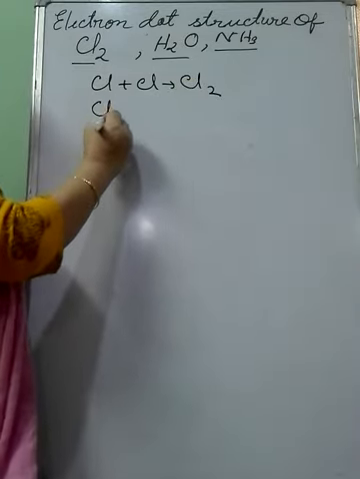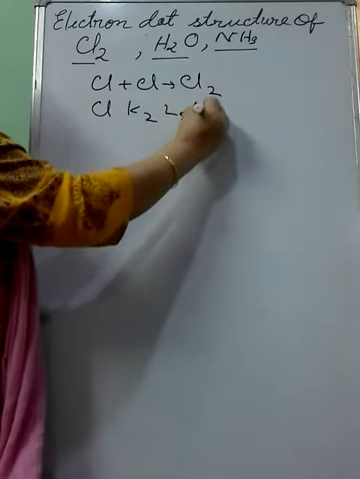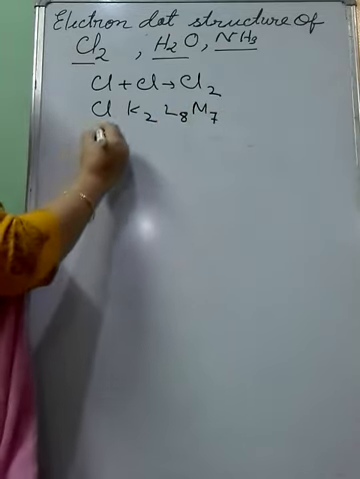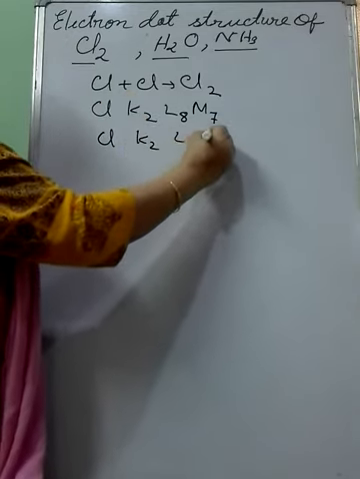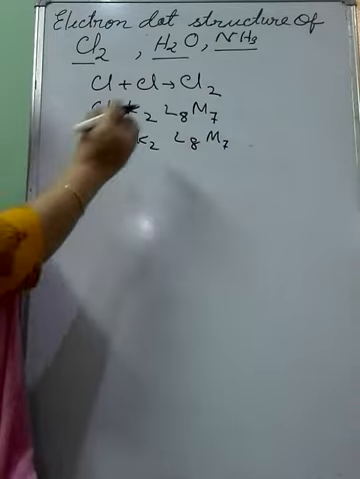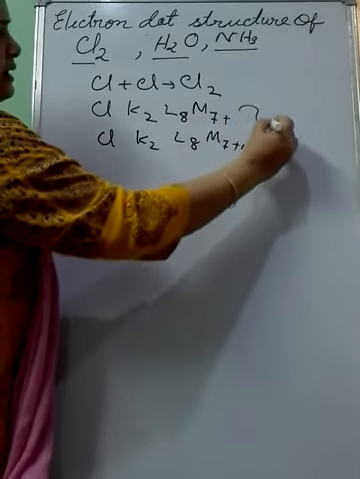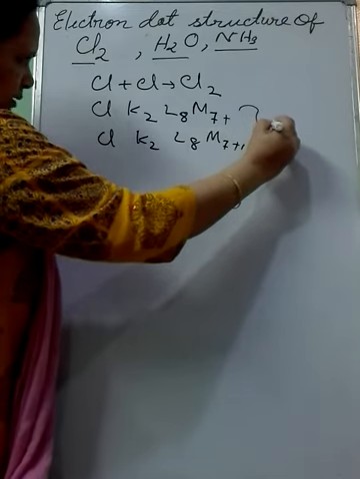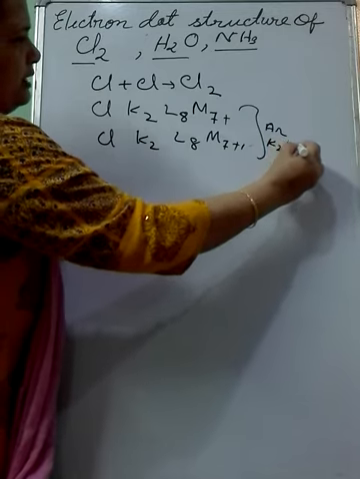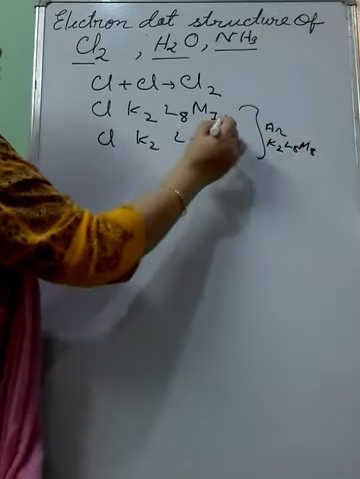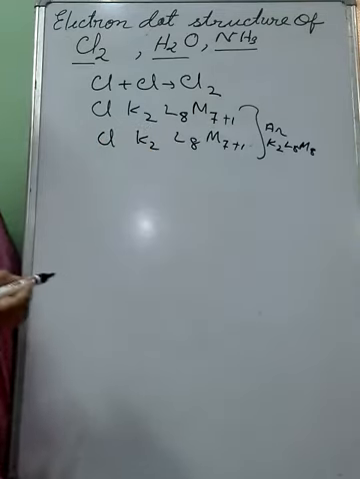Now the chlorine configuration is K2L8M7. Again, another chlorine, its configuration is K2L8M7. Both the chlorine atoms require one electron, so that they will get the argon configuration, K2L8M8. So one electron is required for both the chlorine atoms, so they will share one pair of electrons.